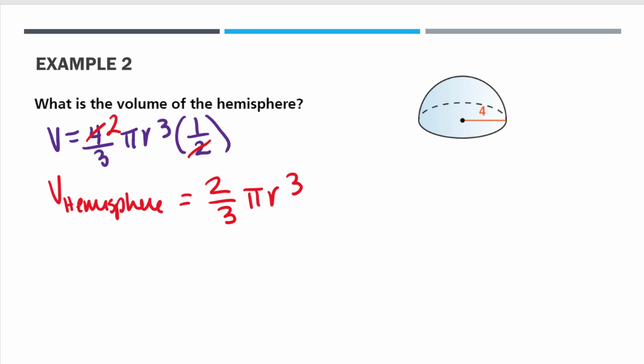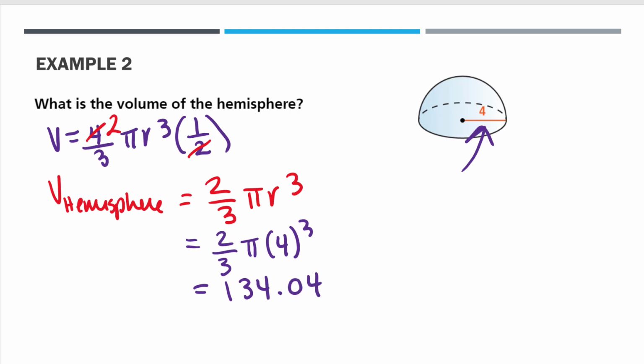So let's plug in what we know. So we have 2/3 pi, and our radius is given in our diagram as 4. We plug all of this into our calculator and we get 134.04. And it doesn't look like we have any units. Again, put this in your calculator, make sure that you're getting the same answers. There's nothing worse than knowing how to do problems on assessments, but then doing your calculations wrong.